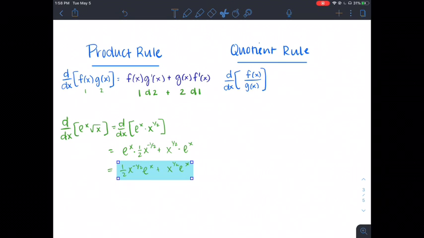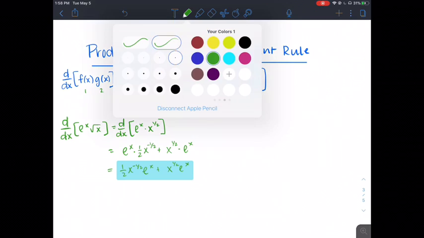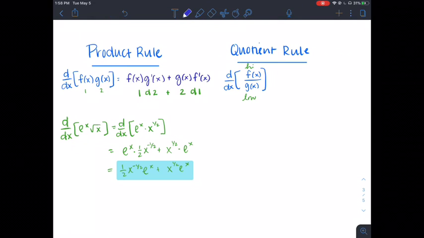There we go. All right, so there's my product rule, 1d2 plus 2d1. Quotient rule also has a nice little ditty to help us remember. Top function, our numerator, I'm going to call that high. Bottom function, denominator, I'm going to call that low. And I'll write out what it is in our function notation. It's not so fun, but that's okay.